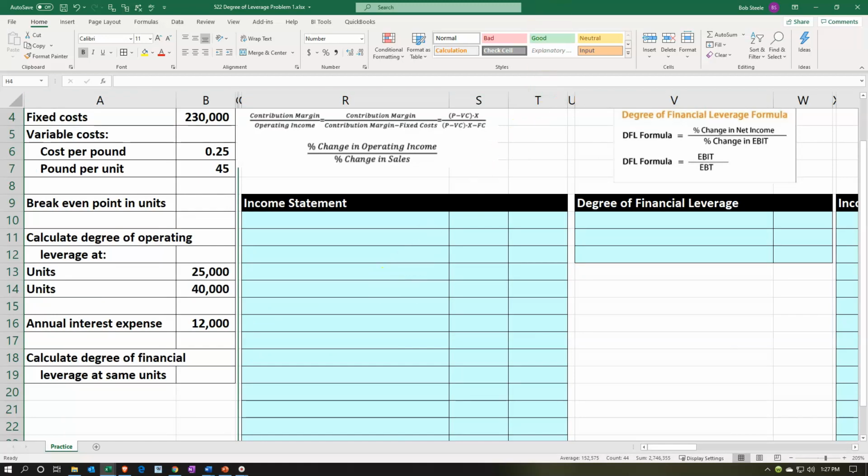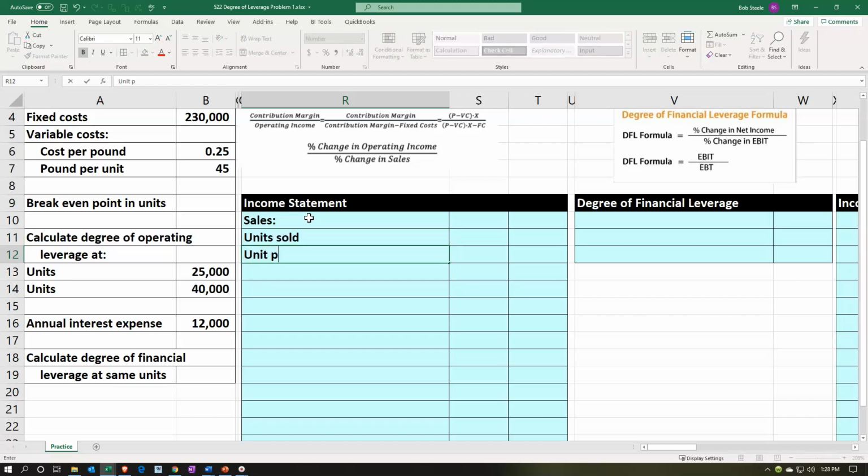I'm going to make a contribution margin type of income statement, meaning sales minus variable costs as opposed to sales minus cost of goods sold. It's going to give us the contribution margin as opposed to the gross profit. Okay, so we're going to start off with the sales here. We're going to calculate the components of the sales, which is going to be the units sold and then the unit price. And that's going to give us our total sales.